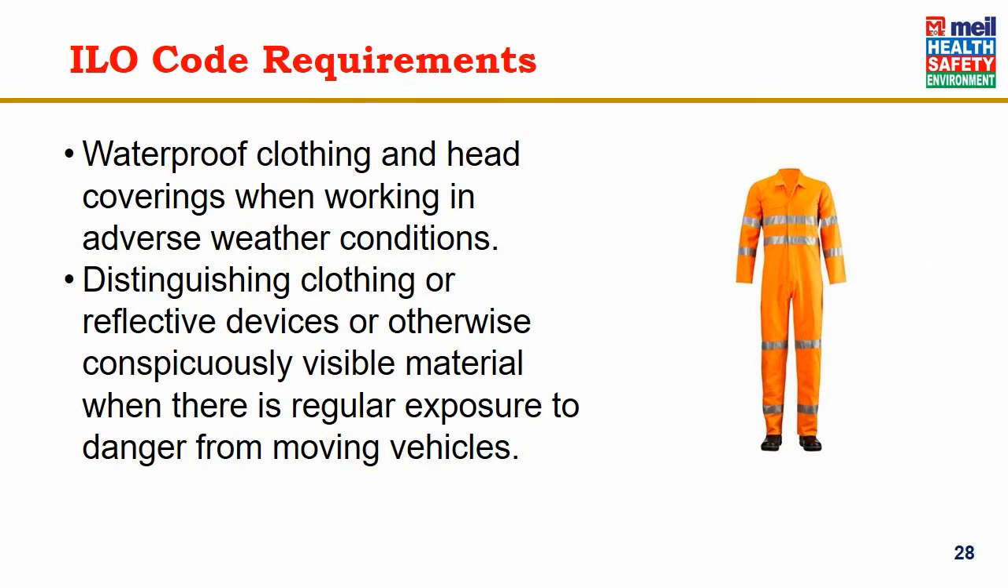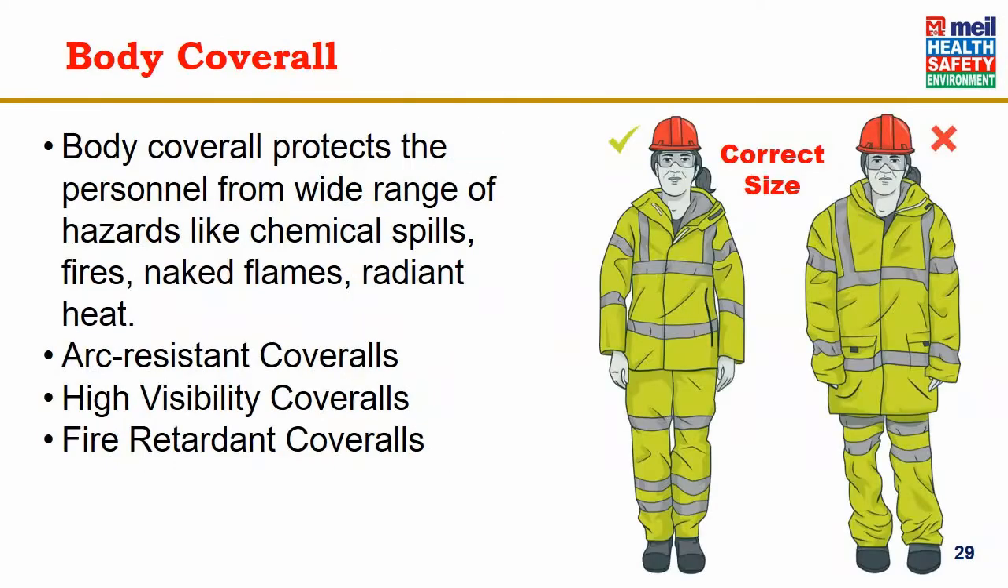On the right, you see a coverall with reflective tapes on it. Body coverall. Body coverall protects the personnel from a wide range of hazards like chemical spills, fires, naked flames, radiant heat. There are different kinds of body coveralls: arc resistant coveralls, high visibility coveralls, fire retardant coveralls, and the coverall must be of the right size. On the right side, you are seeing a worker who is using an oversized coverall which can hamper the worker's movements and create other kinds of hazards.